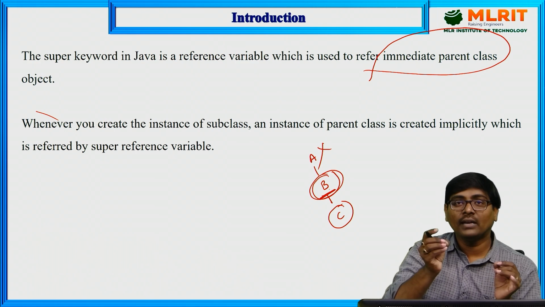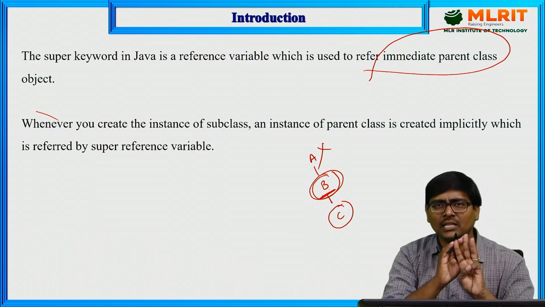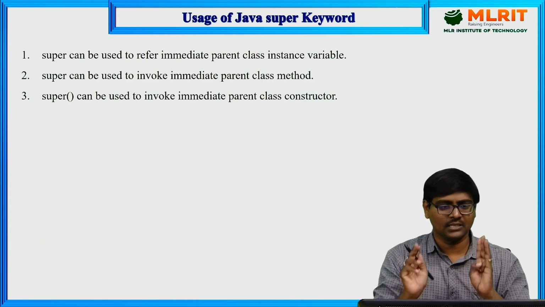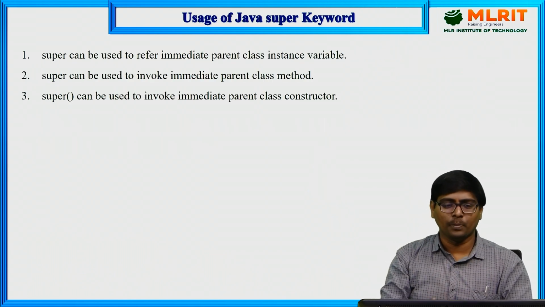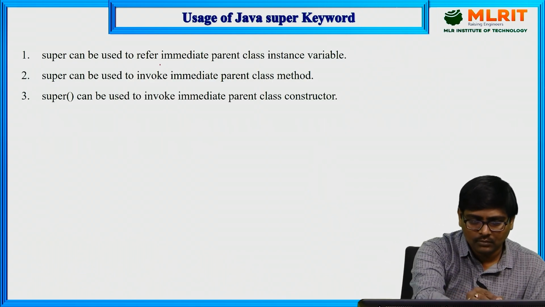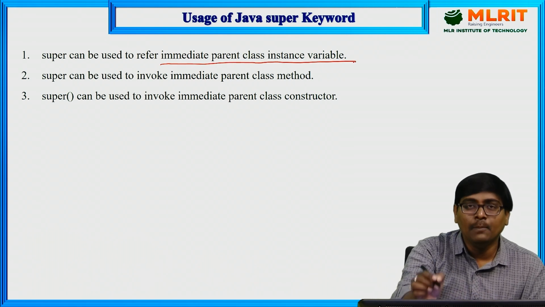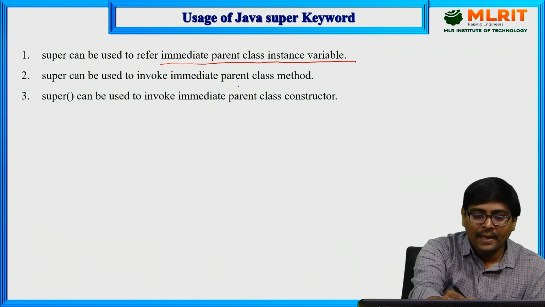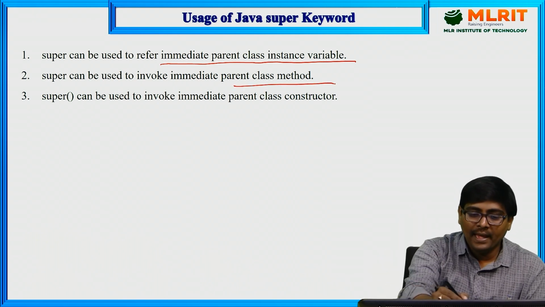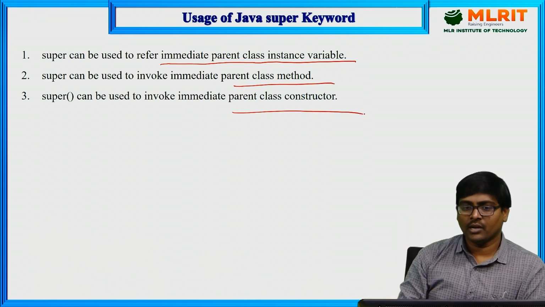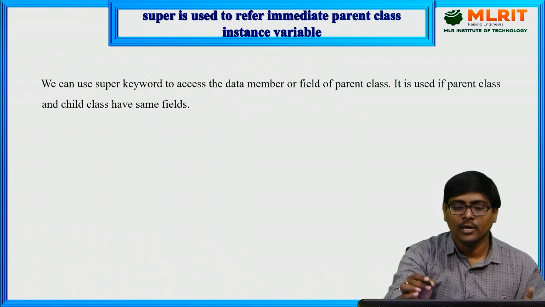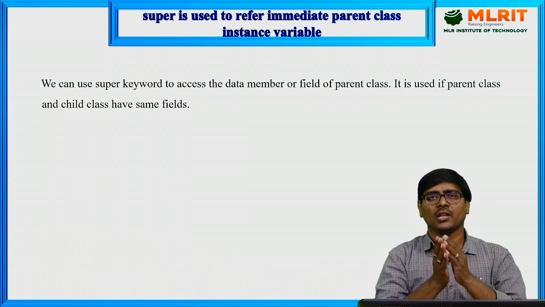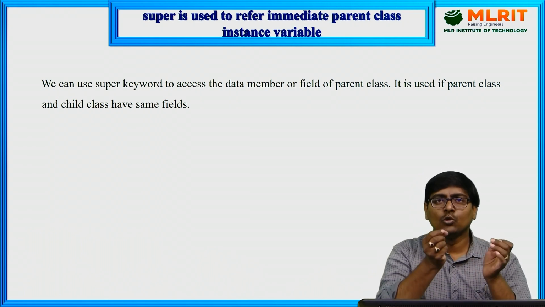Now, what are the three uses? Mainly, super is used for three purposes. The three uses of the super keyword: to refer to the immediate parent class instance variable, parent class method, and parent class constructor. Now we will see them one by one.